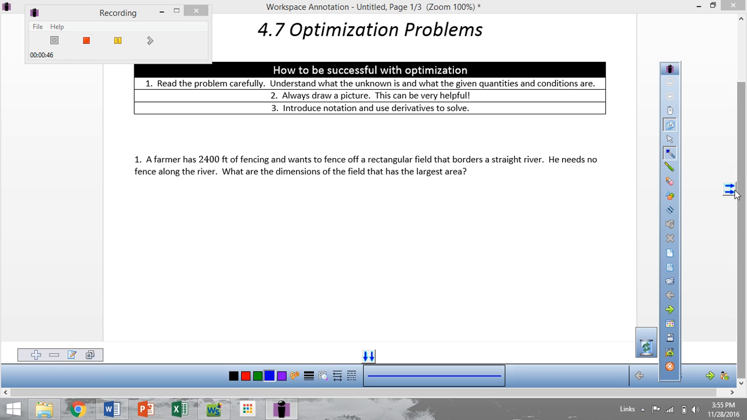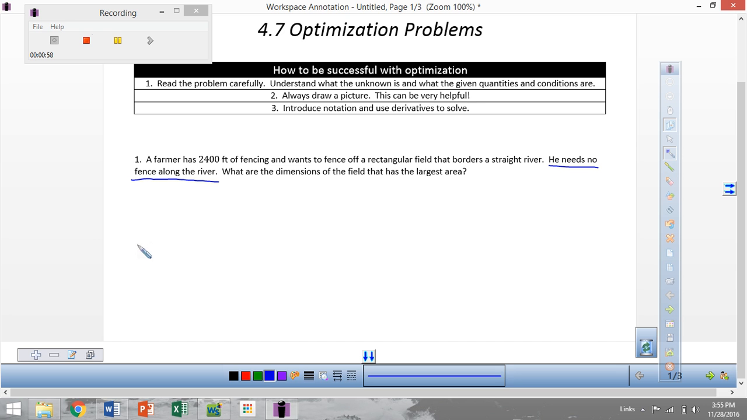So the first question I have is, a farmer has 2,400 feet of fencing, and he wants to fence off a rectangular field that borders a straight river. He needs no fence along the river. Okay, so that's going to be important. No fence along the river. What are the dimensions of the field that has the largest area?